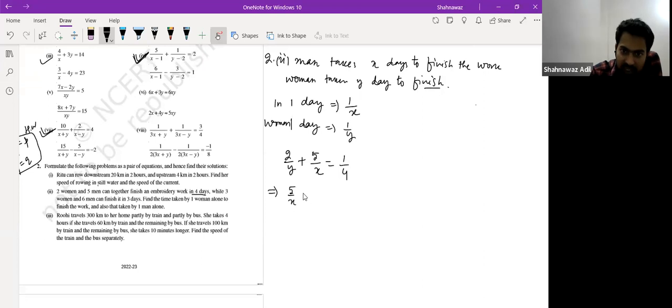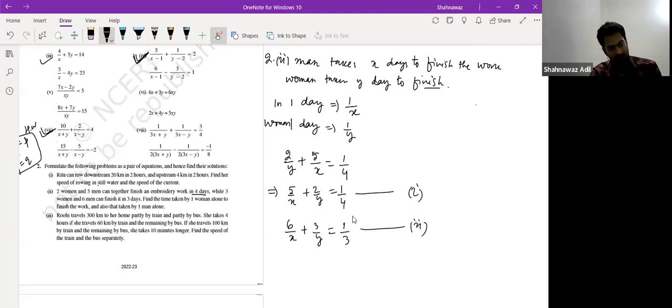So this is 5 by x plus 2 by y is 1 by 4, right? And similarly for 3 women and 6 men, this would be 6 by x plus 3 by y in 3 days, so 1 by 3, right? So these are the two equations.